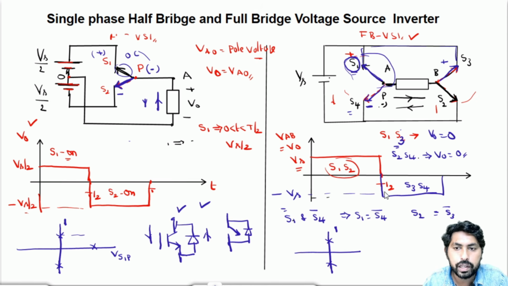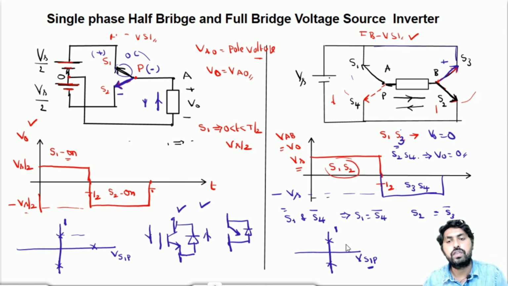Let me find the blocking voltage here. So how can we find the blocking voltage? We can find the blocking voltage of S1P. Let me find VS1P, the polarity of VS1P.